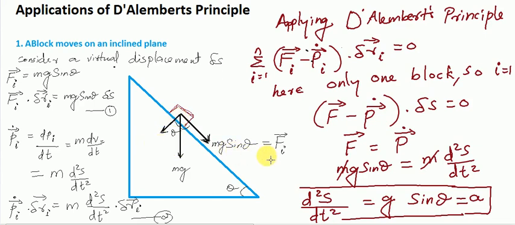Mg sin theta is the force that makes the object move downward. So, Fi is equal to mg sin theta. Then Fi dot delta Ri is equal to mg sin theta delta S. Here, delta S is the virtual displacement that we consider.